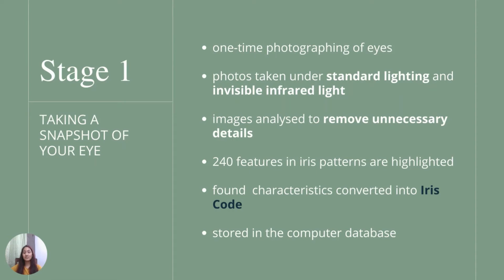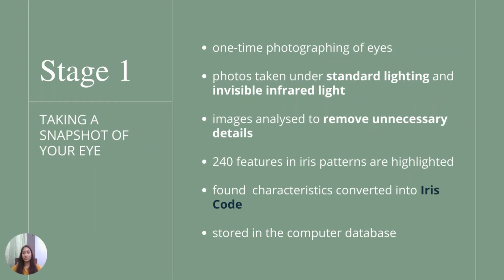All that a recognition system needs to verify a person is a snapshot of their iris. Therefore, to launch this scenario, each person must go through one-time photographing of their eyes. In this case, the photographing procedure takes place under standard lighting and invisible infrared lighting. The latter is a type of light used in night vision devices that has a slightly longer wavelength than ordinary red light. Infrared light in the iris scan helps recognize the unique pattern of darker eyes more accurately, which is more challenging to do in normal light.